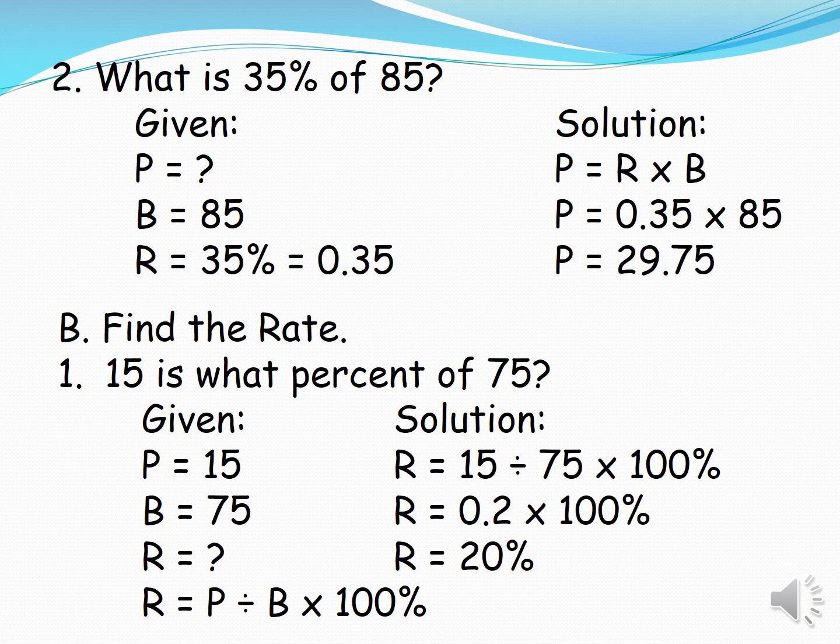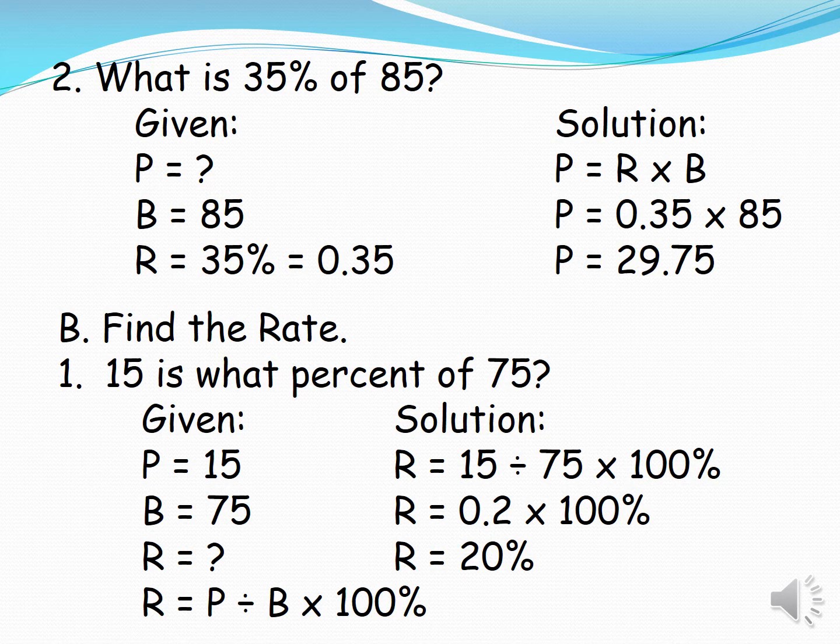Number 2. What is 35% of 85? Given percentage is unknown, base is equal to 85, rate is equal to 35%, equal to 35 hundredths in decimal. Solution: percentage is equal to rate times the base. So percentage is equal to 35 hundredths times 85. Percentage is equal to 29 and 75 hundredths.